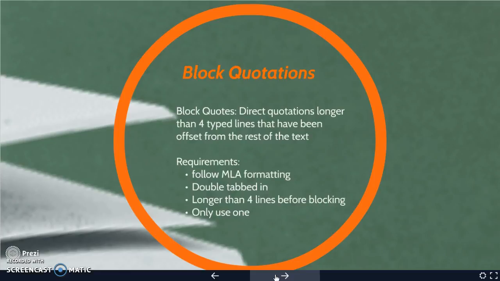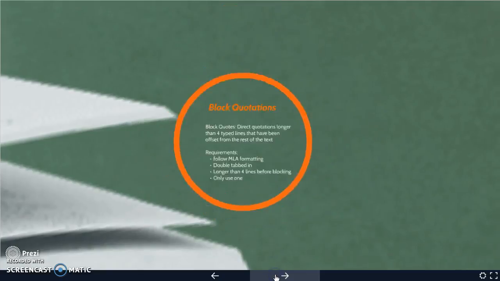First, you have to follow the MLA format for using a block quotation. It means they have to have an introductory sentence or phrase, and they have to be double tabbed in. It has to be longer than 4 typed lines before you block it, not after. And so this would be as you're typing along, you've reached 4 lines on the screen, not 4 lines in the original. And then you can only, I want to repeat that, you can only use one block quotation. So make sure you choose a good one. Really choose it based on content, what's going to work best in your essay.